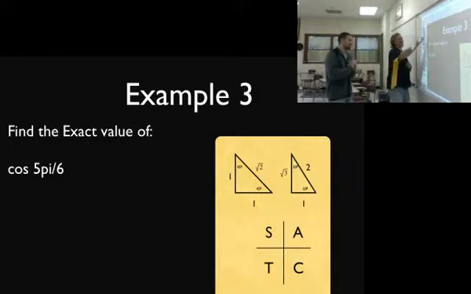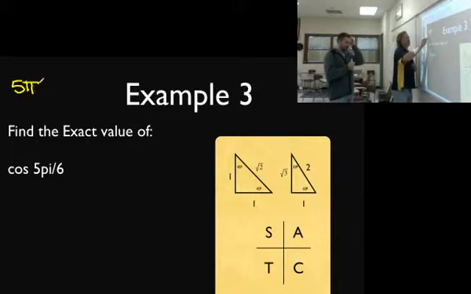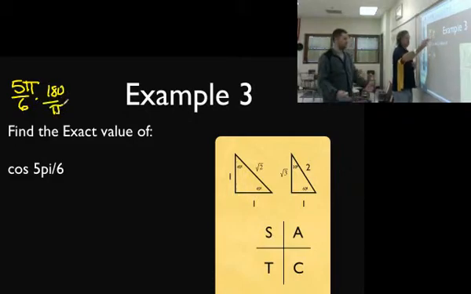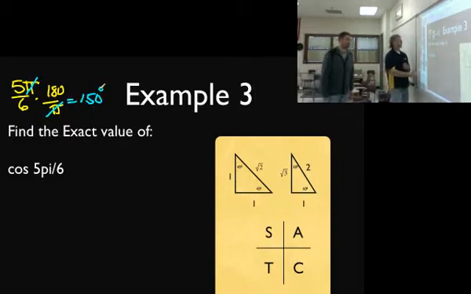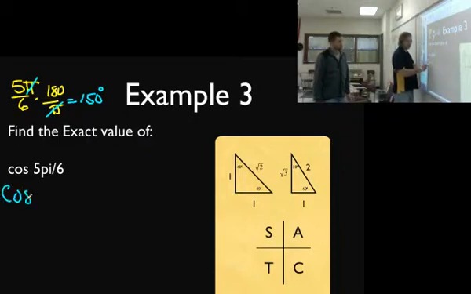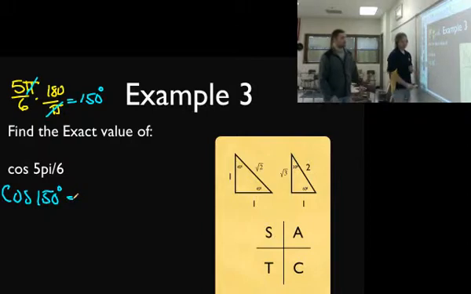5 pi over 6. Well, we've been working in degrees for most of this video, so let's convert this to degrees. And what do we end up with in degrees here? 150 degrees. All right. So this is the same question as saying, what's the cosine of 150 degrees?